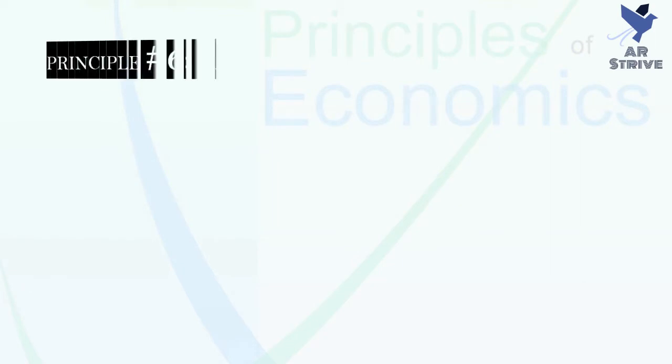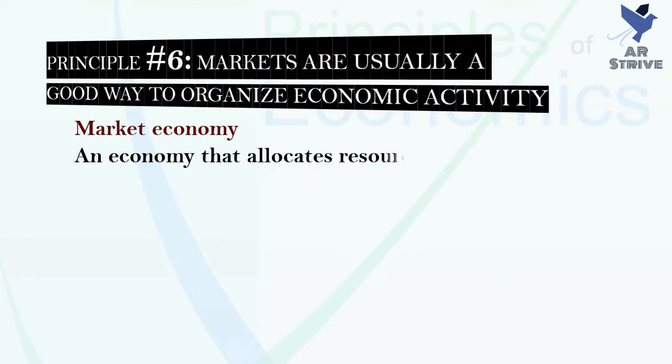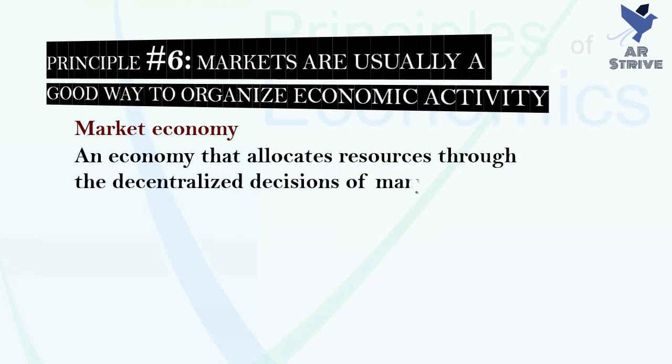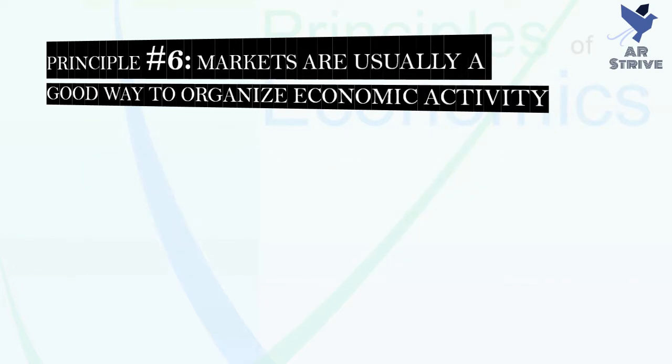Principle number 6. Markets are usually a good way to organize economic activity. Today, most countries that once had centrally planned economies have abandoned the system and are trying to develop market economies. Now, what is a market economy?